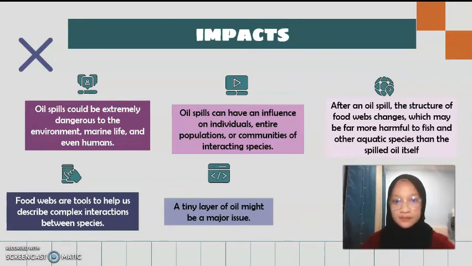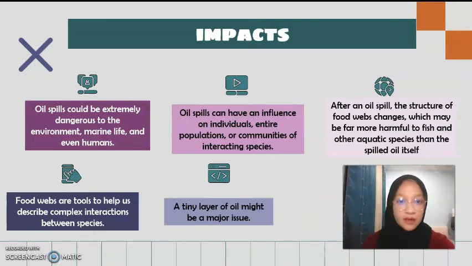Food webs are tools to help us describe complex interactions between species. Food chains are a succession of organisms that eat other organisms and are in turn eaten themselves. A food web is the combination of the food chains in an ecosystem.